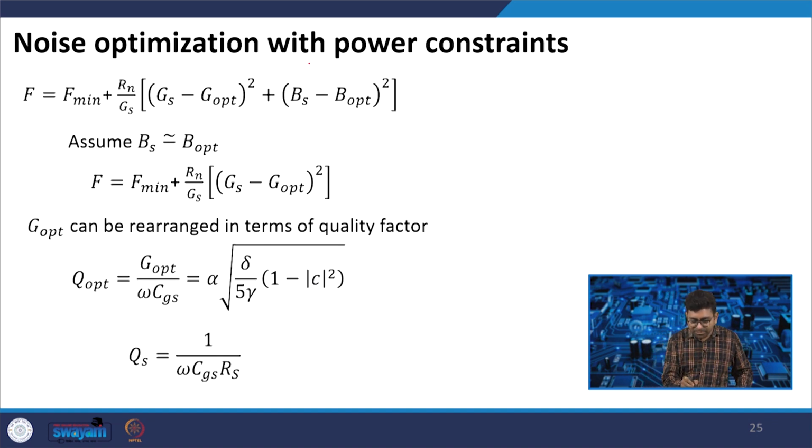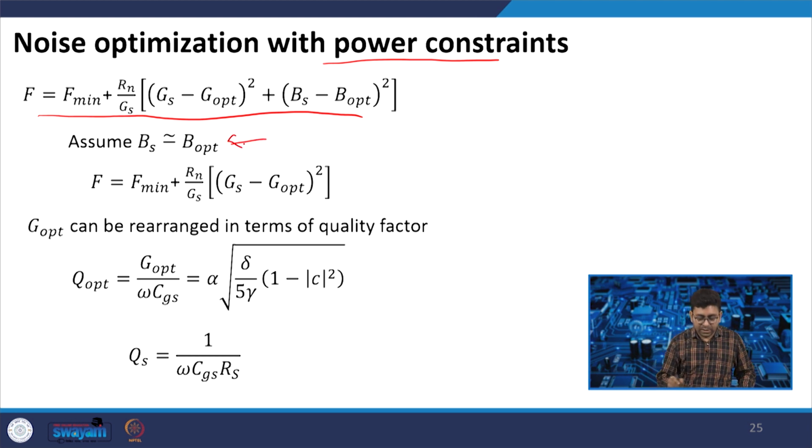So, noise optimization with a power constraint. We have already found the equation of noise figure, which is F = F min + Rn/Gs [(Gs − G opt)² + (Bs − B opt)²]. Here, if we assume Bs is equal to B opt, meaning if we consider Y, so Ys, if we want to have a conjugate match with the Y optimum, we should have Bs equal to B opt. So, F can directly be written as F = F min + Rn/Gs (Gs − G opt)².